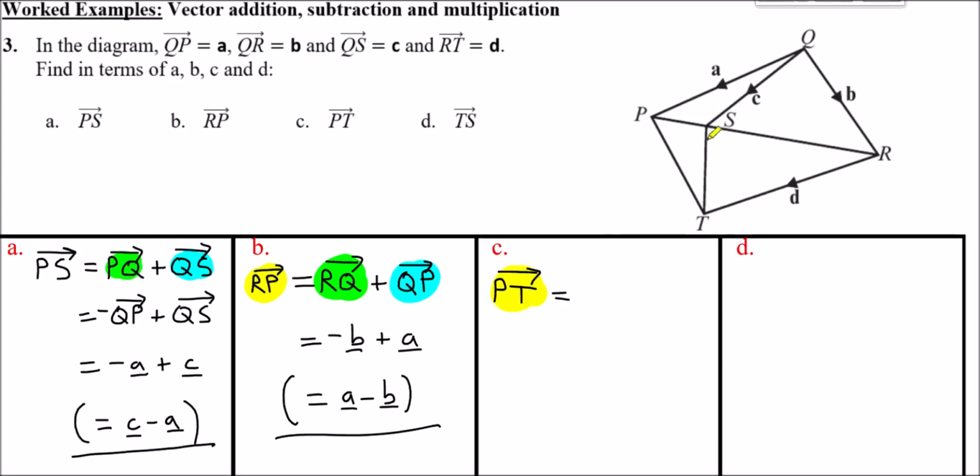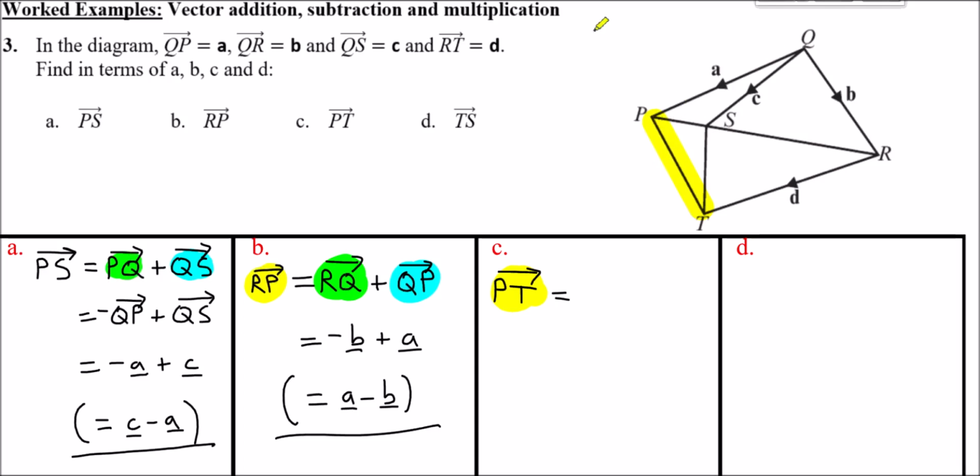So start at P, which is, where is it? Here. We want to go to T. We don't know of a vector going directly from P to T. This isn't labelled with any arrow or vector. So how are we going to go from P to T? Well, I don't know really.